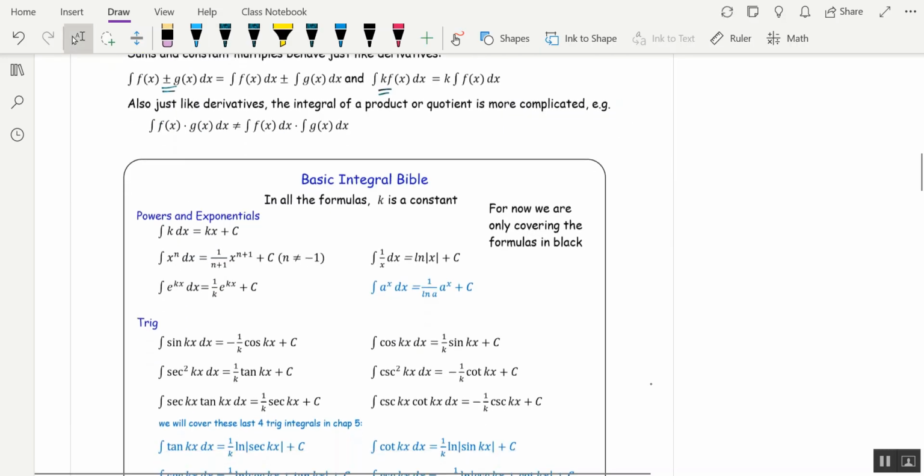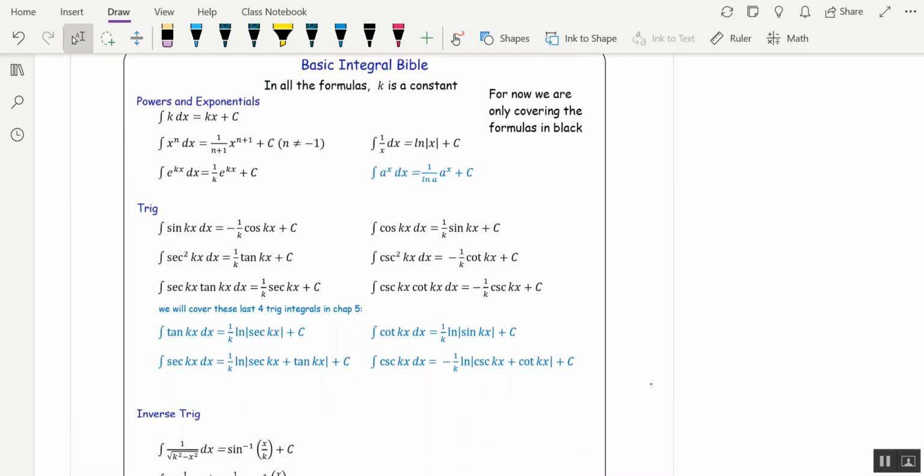Okay, basic integral Bible. Again, you need to memorize all these formulas, but most of them are just going to be intuitive. For example, this one here, the integral of e to the kx dx, a 1 over k comes out. And the reason for that is that when you take the derivative of e to the kx, a k comes down. And you want to cancel that k, and that's why the 1 over k is there.